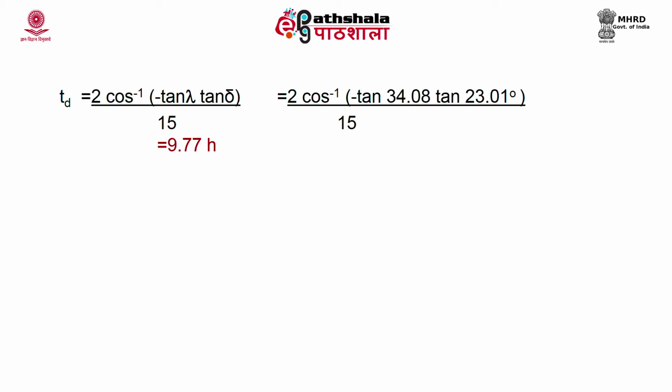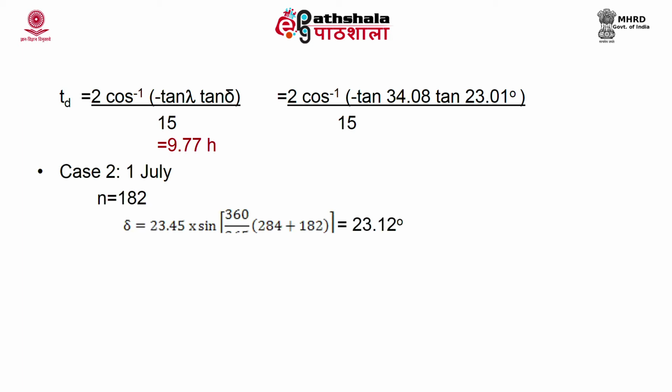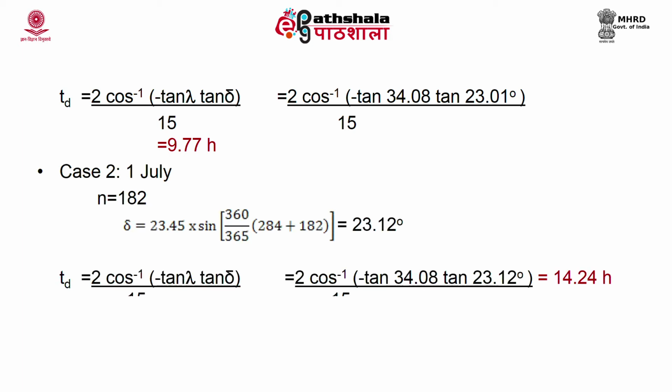On 1st July, n is 182, that is this many days from 1st January, and you substitute that n. Delta is equal to 23.12, and the day length is equal to 14.24 hours. So, you can see that on 1st January the same place has a different day length from 1st July.